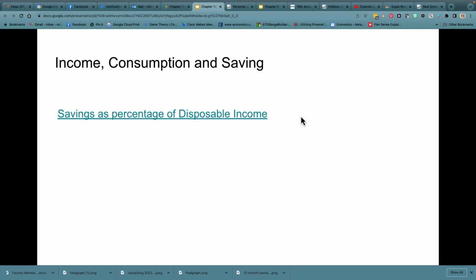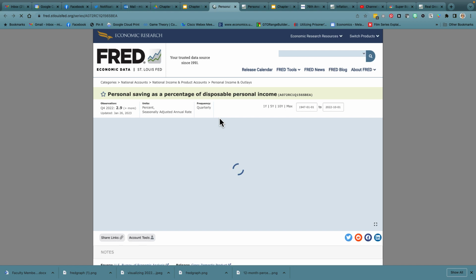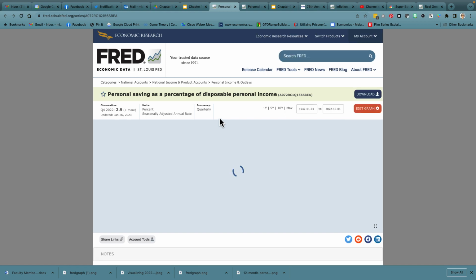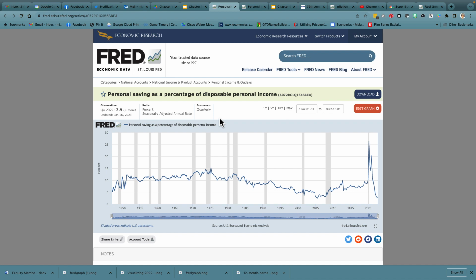Now this I want to show you is a graph from FRED. Let's go ahead and take a look at that. So what we're looking at here is personal savings as a percentage of disposable personal income. So the previous graph we were looking at consumption, and this is just looking at something slightly different. It's looking at savings as a percentage, right? So I believe this goes all the way back to 1947. So a couple things I want to point out here. Anytime we're looking at a graph in FRED, the Federal Reserve Economic Database, you'll notice we have these shaded areas.